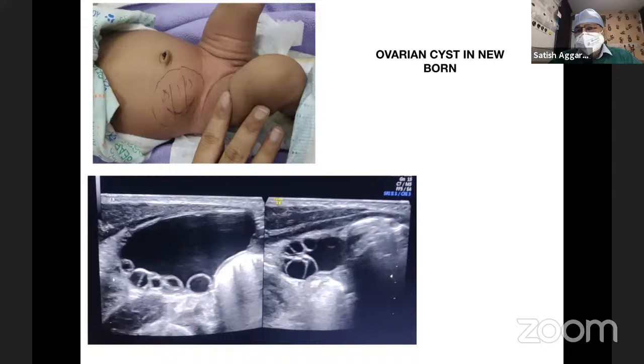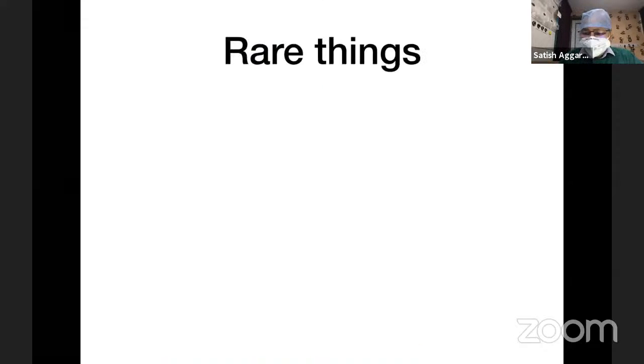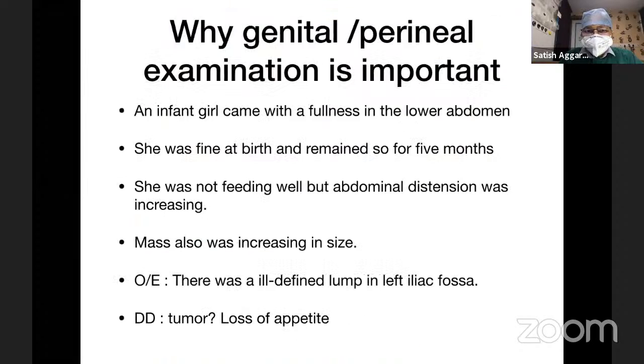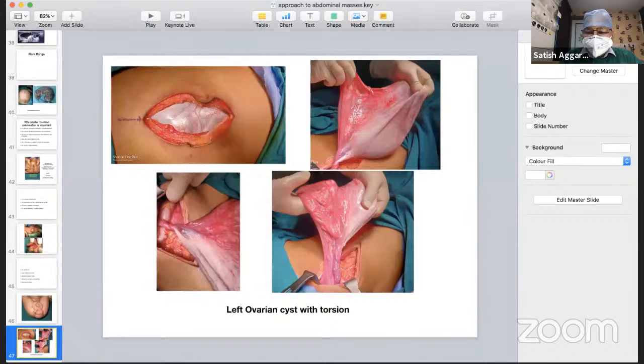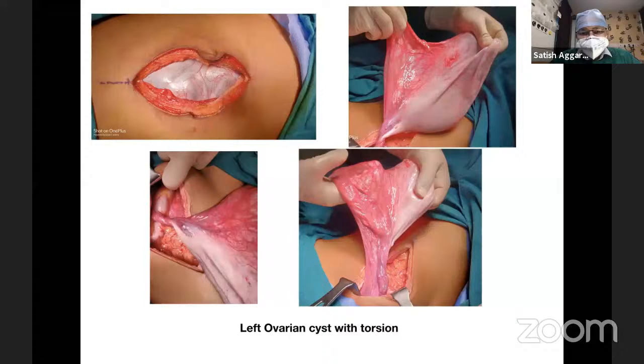One of the things about ovarian cyst is sometimes they can undergo torsion. Say, for example, this. And how you find that this cyst has undergone torsion there. We have done a laparoscopic dissection in most of the part, but to take it out, we had to do a small incision.